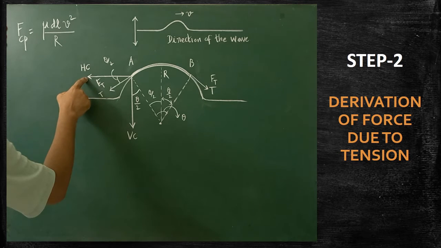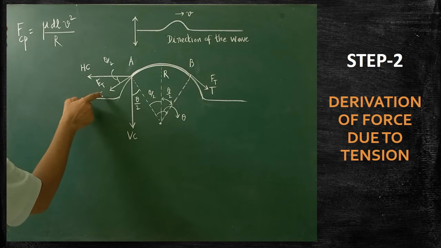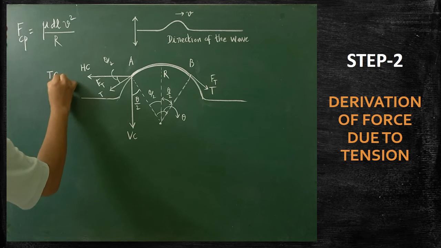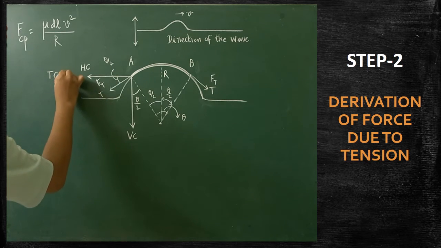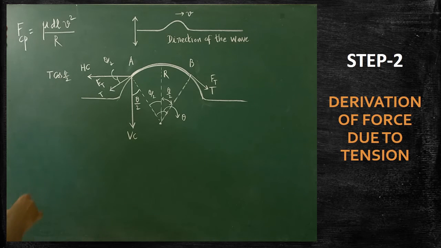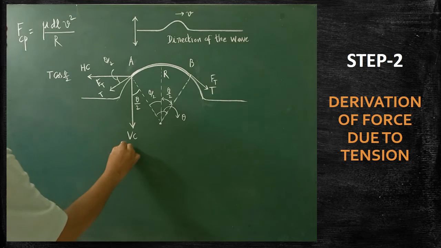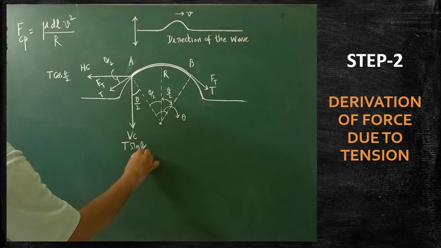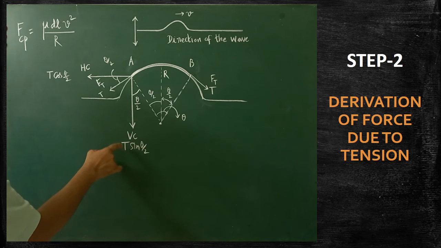So how to write the horizontal component of the tension? T is clear. You have to write T cos, the angle is theta by 2. Therefore T cos theta by 2 must be written. How to write the vertical component of the tension? It must be written as T sin theta by 2. Make a note: T simply represents the force due to tension. T is nothing but force due to tension.